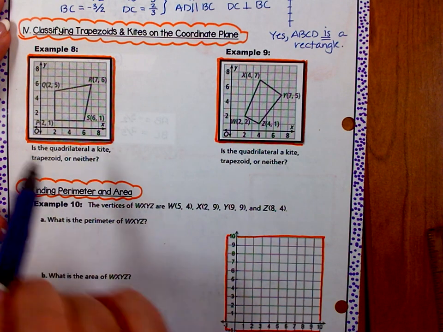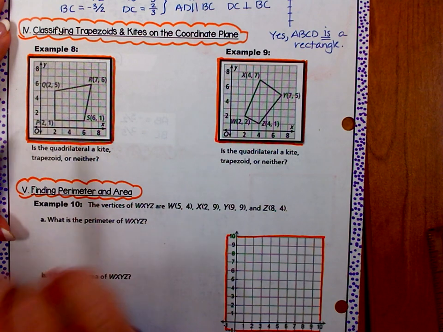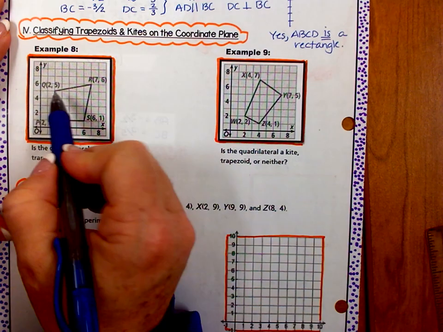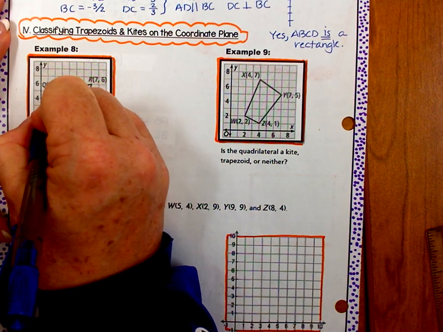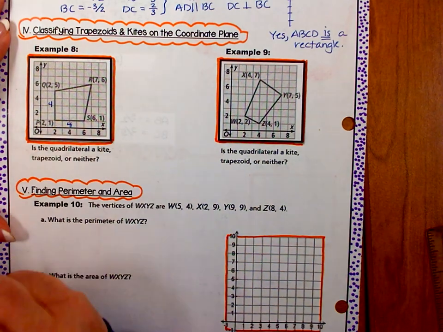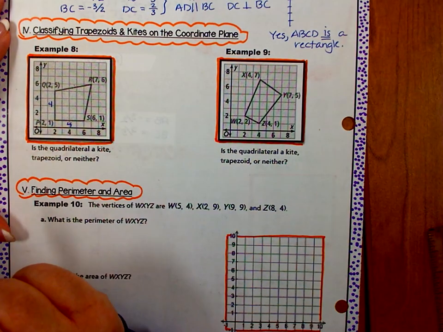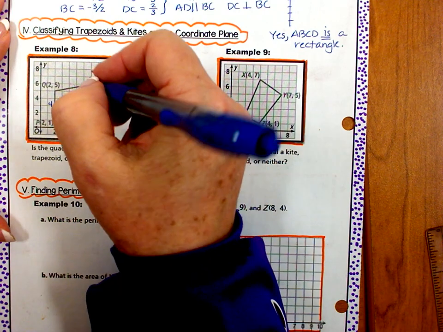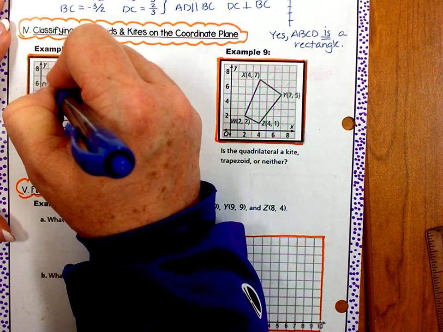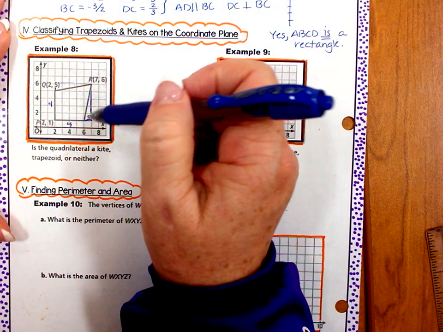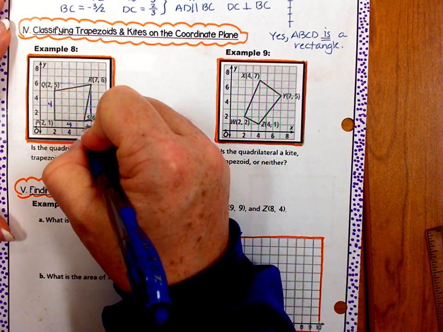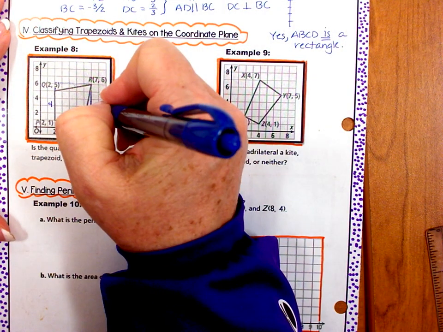If it's a kite, these 2 sides are going to be congruent, and these 2 sides are going to be congruent. So we can look at this one, 1, 2, 3, 4, and that one is 4, and 1, 2, 3, 4, and that one is 4. So we just have to figure out if these are congruent. And we're going to do that using Pythag and right triangles. Okay, so this one over here, we're going to go over 1 and up 1, 2, 3, 4, 5.